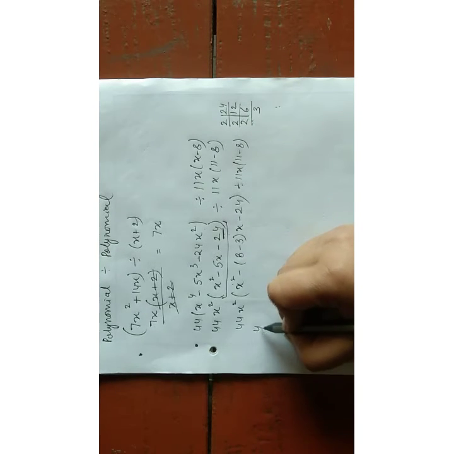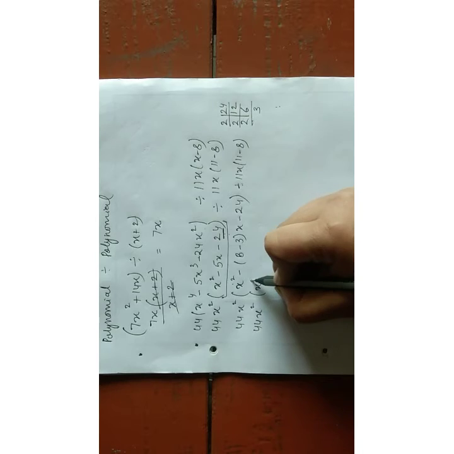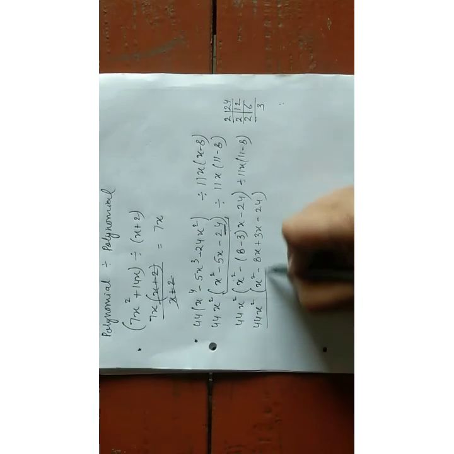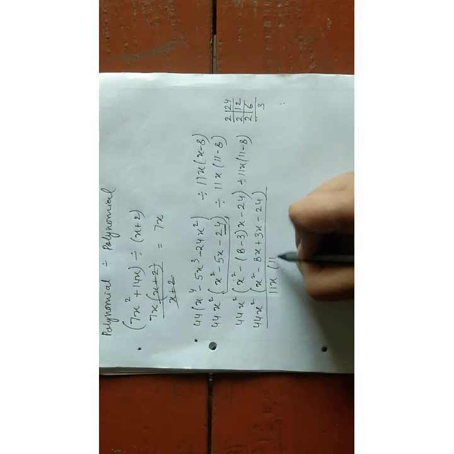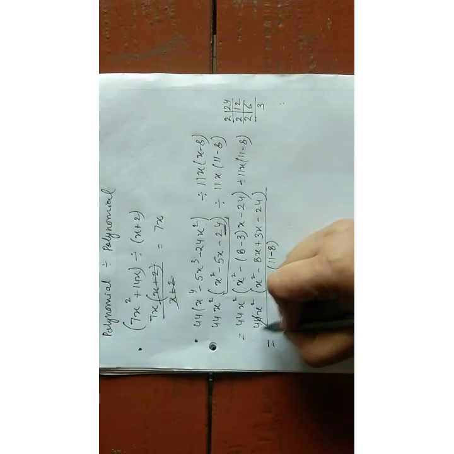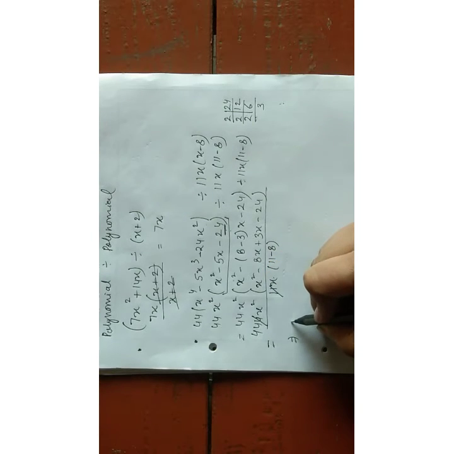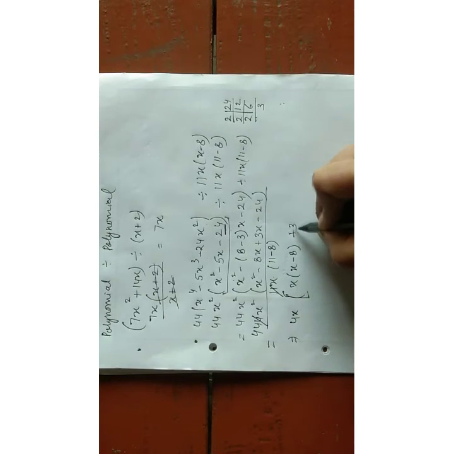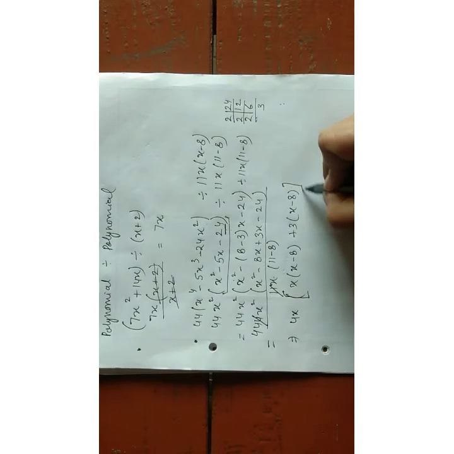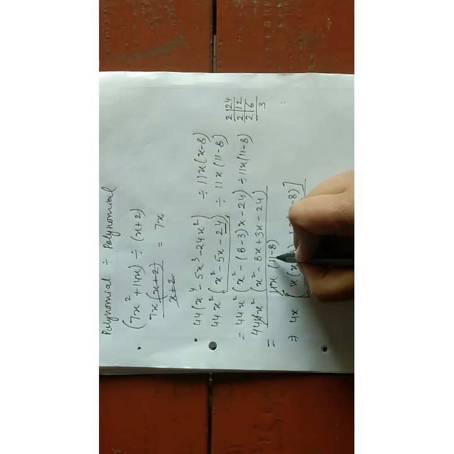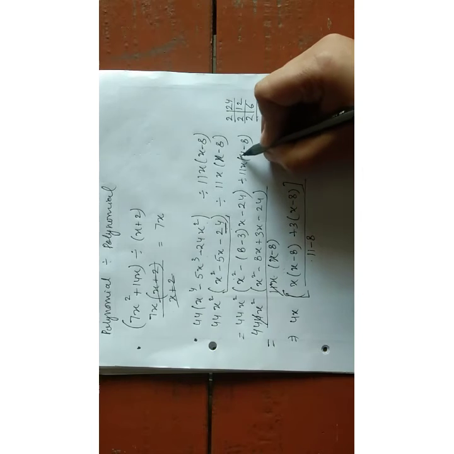Now see how I will solve it. 44x square, it will be x square minus 8x plus 3x minus 24, and it needs to be divided by 11x, x minus 8. Just see, 11 will be cancelled out 4 times and x will be subtracted, so I am having 4x here. From here I will take x as common, then x minus 8 is remaining, plus 3 as common, x minus 8 is the remaining term here, and in the denominator I am having x minus 8.